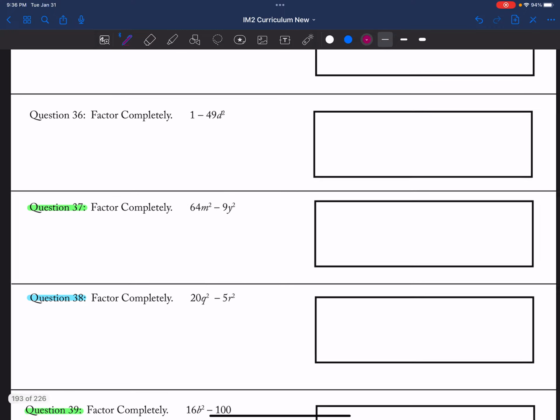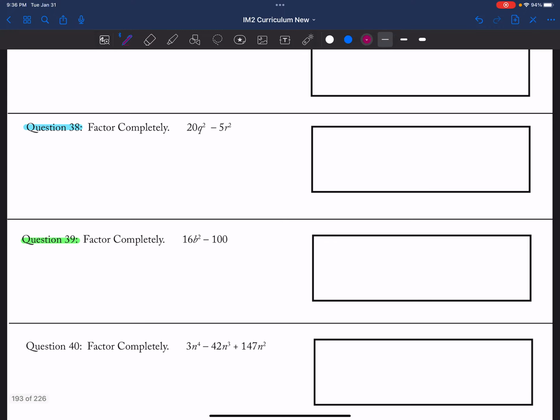And then 38 is a difference of squares, but there's a common 5 I can pull out. So then that's 4q squared minus r squared. So that gives me a 5, 2q minus r, and a 2q plus r.